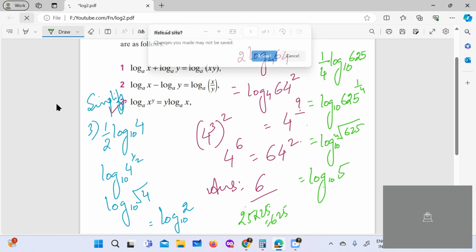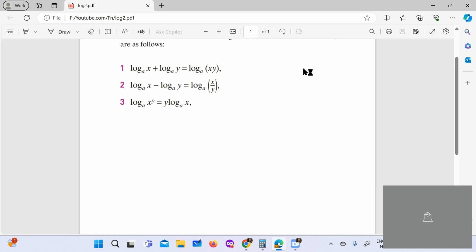Okay. Let's see another problem. So 3 log base 10 3 over log base 10 27. Okay. So how can I write this now? Okay. Look here. Wait, I will tell you.